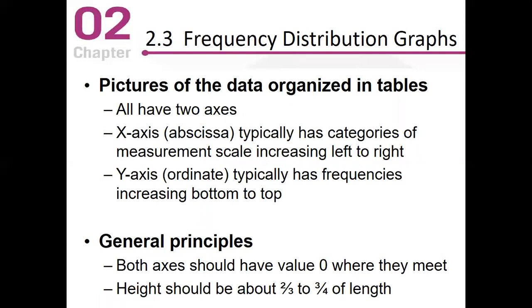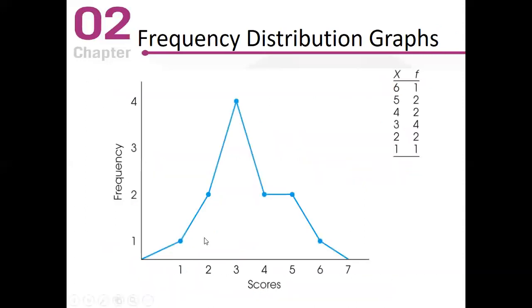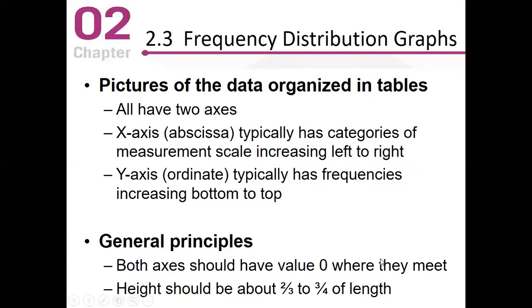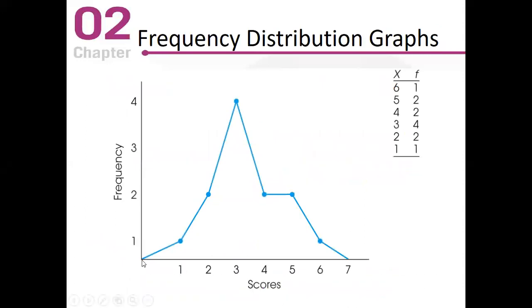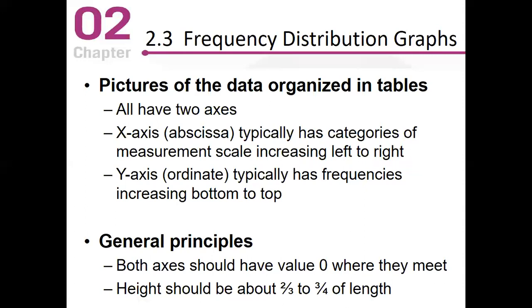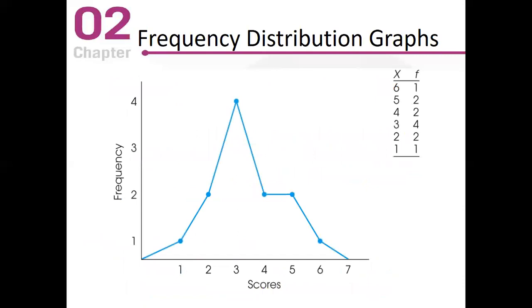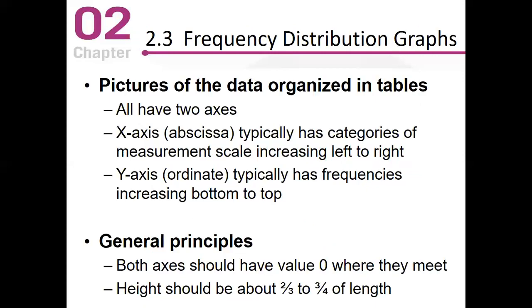So again, with graphs, you have to use your best judgment, but all graphs should have 2 axes. Our x-axis typically has the categories of the measurement scale, the scores, the raw values, and they should increase from left to right. And the y-axis always has the frequencies. They should always be meeting at the 0 point. And typically your height should be about 2/3 to 3/4 of the length. Again, that's just kind of a stylistic thing, and computer software will automatically do that for you.